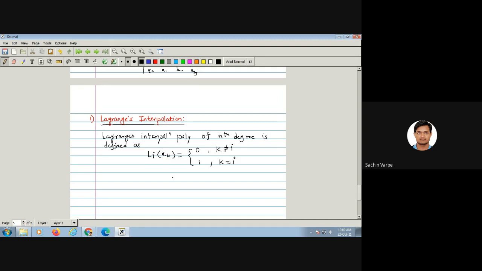So this ensures that x0, x1, x2, xn are the roots of Li of x because they satisfy, right? Because when k is not equal to i, Li of xk gives the value 0. So it means what? For k not equal to i, xk will be a root of this polynomial Li of x, right? So we can say x0, x1, x2, and xn are the roots of Li of x, except x equal to xi. Thus, Li of x will be a polynomial.